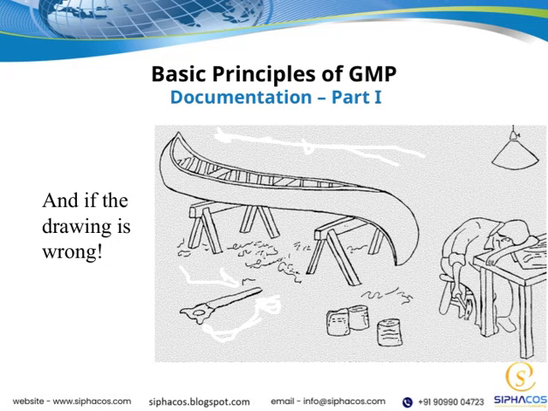And if the drawing is wrong, it can lead to serious issues down the line. That's why accuracy in documentation is so crucial. When we talk about the basic principles of GMP, documentation, especially Part I, is fundamental. It's the backbone that ensures everything is traceable and reliable. Every step, every process needs to be recorded correctly. This way, if something goes wrong, we can trace back and identify where the mistake happened.